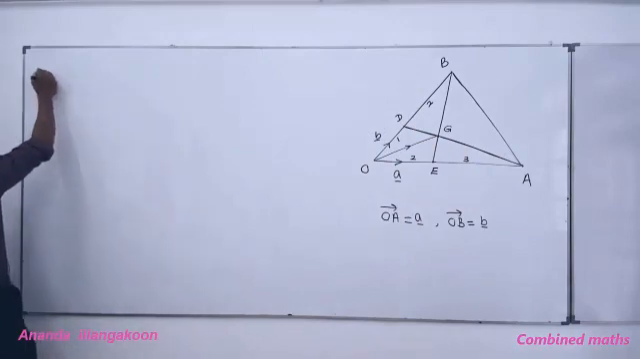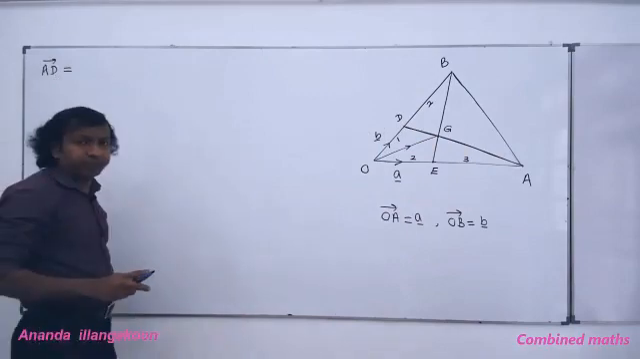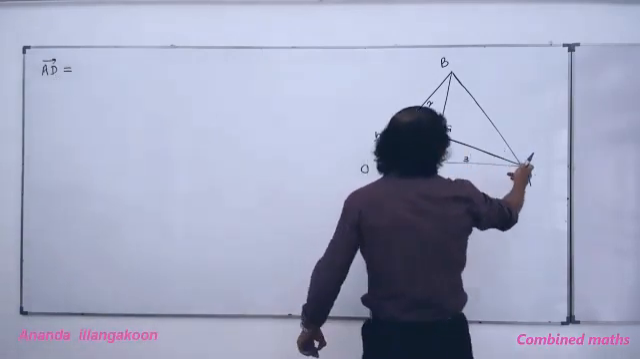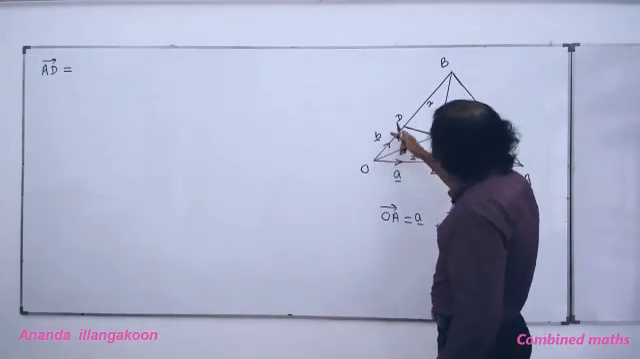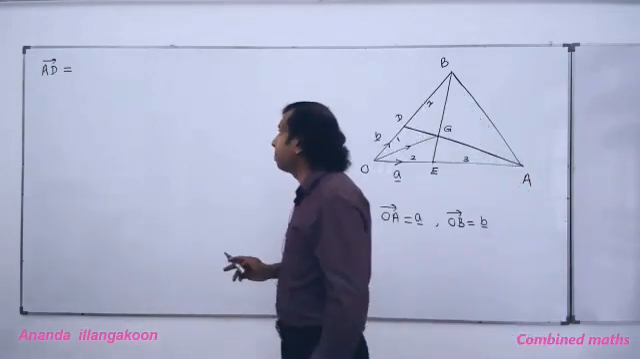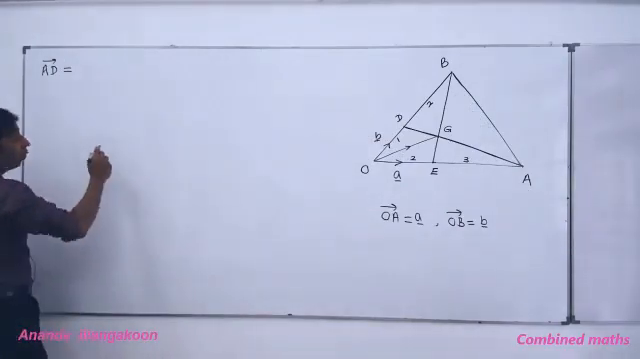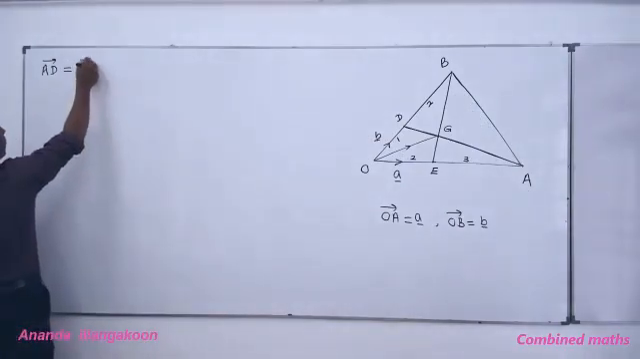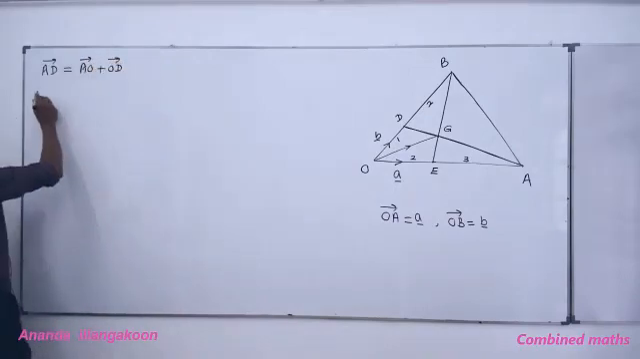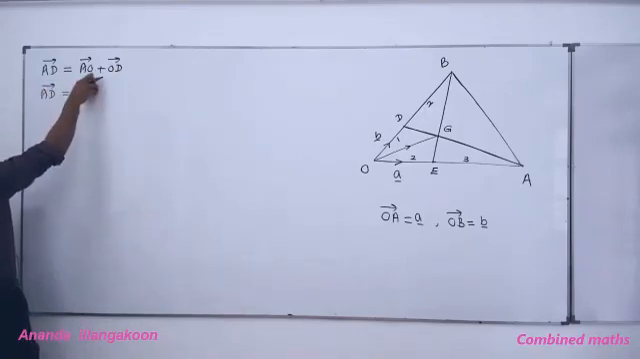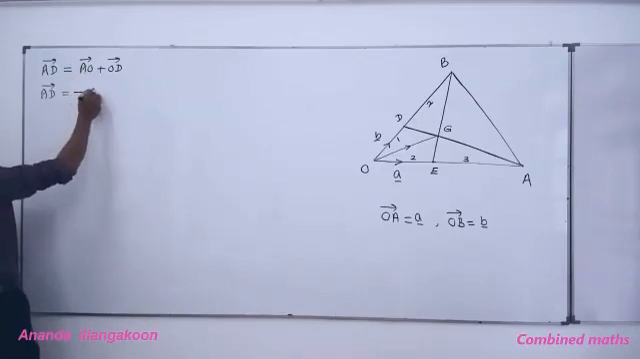Tell me how to write AD vector. AD vector, move A to O to D. Understand? AD vector is equal to AO vector plus OD vector. And this AO vector you can write, by interchanging the letters, as minus OA.